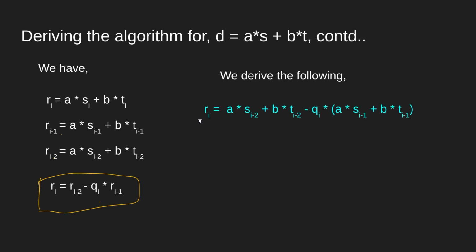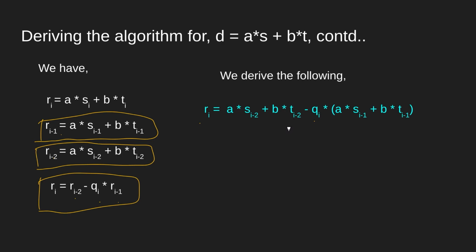So ri stays in the left hand side as it is. In place of ri minus 2, I have substituted this. In place of ri minus 1, I have substituted this. And the qi is on the outside, right? Just like this, direct substitution.